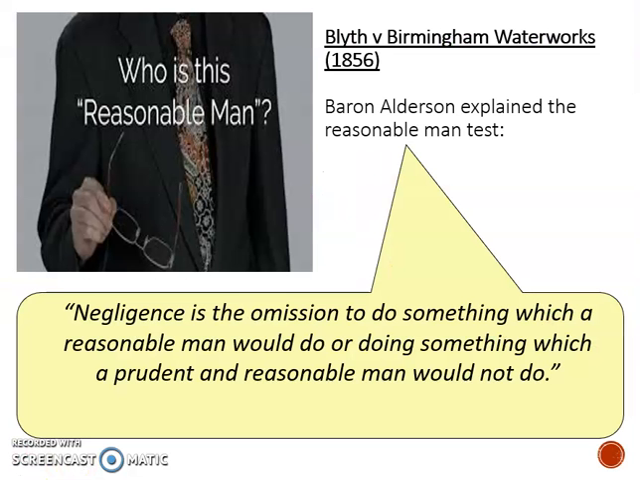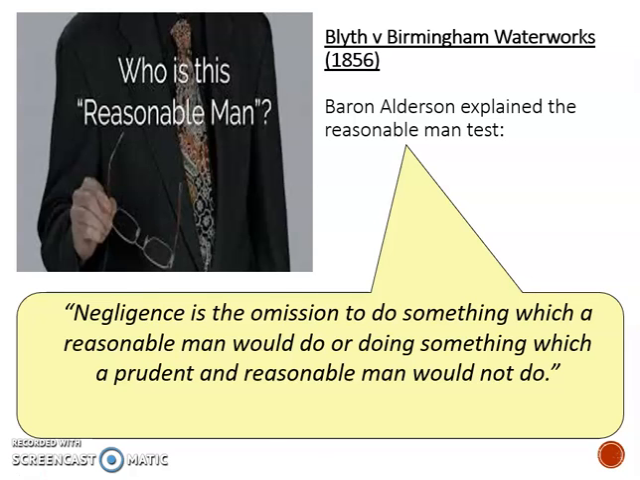This objective test comes from the case of Blyth v Birmingham Waterworks, and the judge explained the reasonable man test. And he said, negligence is the omission to do something which a reasonable man would do, or doing something which a prudent and reasonable man would not do. So in general, when we're trying to decide whether someone's breached the duty of care, we just say, would a reasonable man have done what they did?